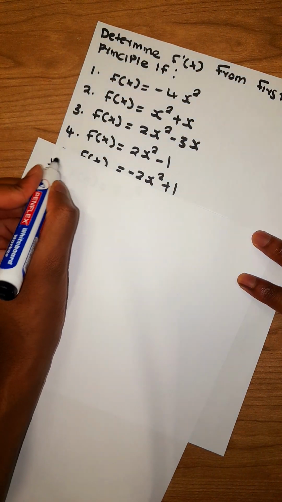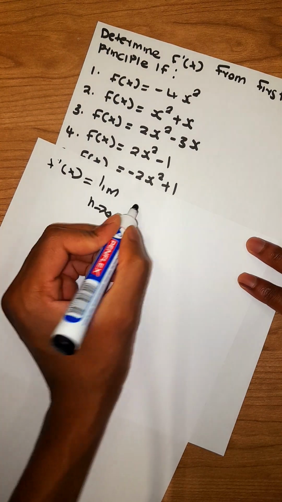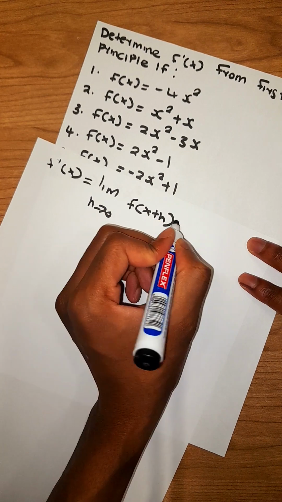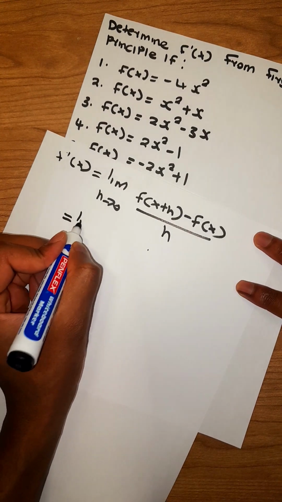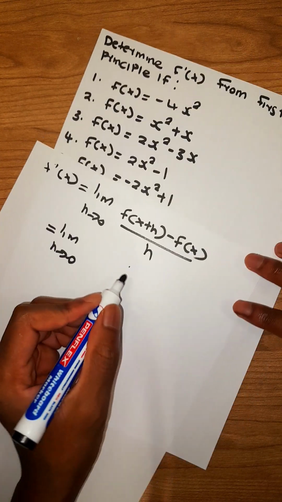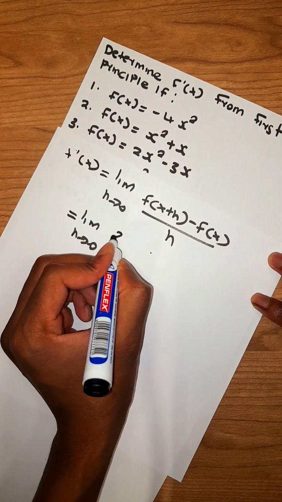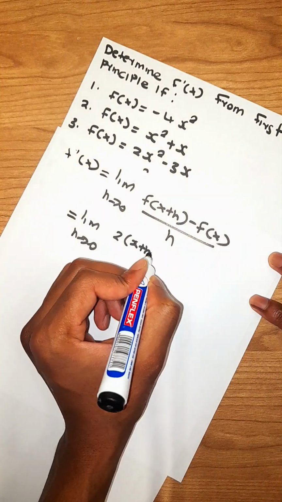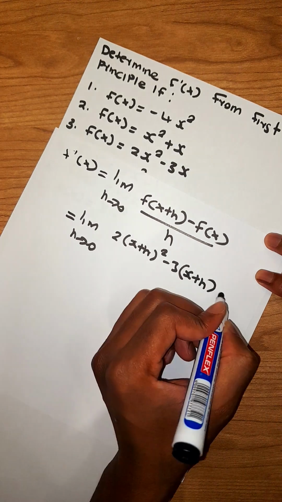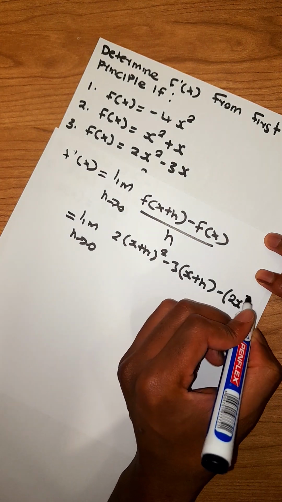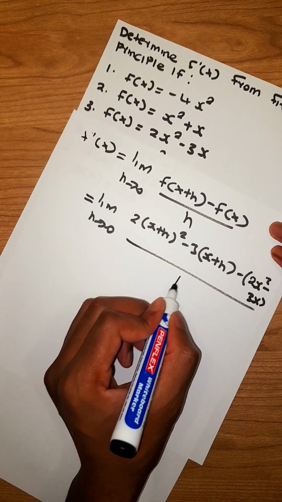You want to find the limit as h approaches 0 for f(x plus h) minus f(x) divided by h. Now let's actually look at this. So the limit as h approaches 0, wherever there is x, you're going to put x plus h. So you're having 2 times (x plus h) squared minus 3 times (x plus h), and then you minus it with 2x squared minus 3x, and then you're going to divide this entire thing by the value of h.